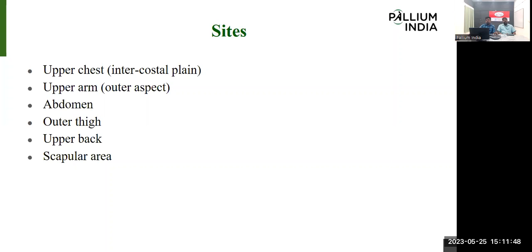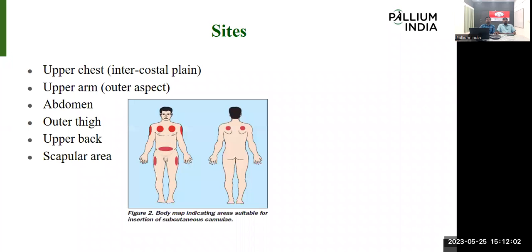So these are some common sites where we can give the subcutaneous injection. First one, upper chest region or intercostal plane. In this region we can give the subcutaneous injection. If we choose this area for a female patient, be cautious not to involve the breast tissues because it will damage them. So while choosing the upper chest region or intercostal plane, be very careful.